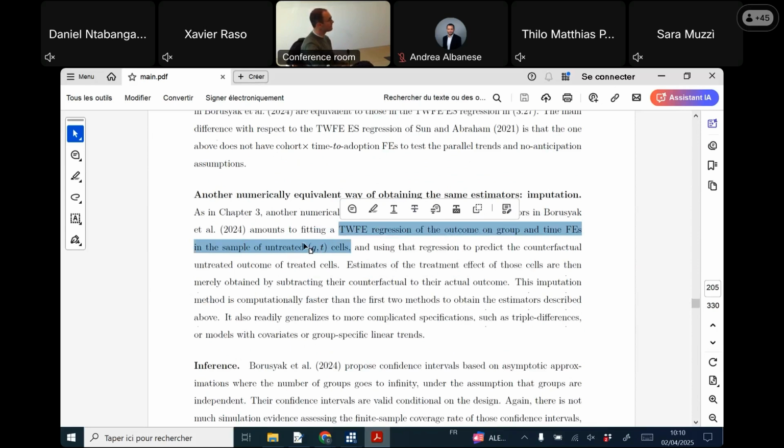Yes? Just a question about the imputation. If the outcome is binary, wouldn't it be natural to do it with a probit or logit? We're going to talk about that. Okay. Yeah, absolutely.